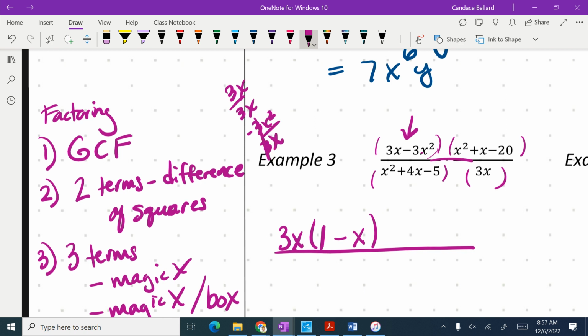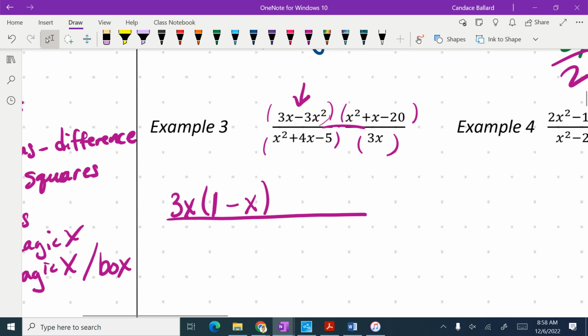I subtract my exponents, and then I get what's here. Okay, so if that helps you, great. If I just made you worse, then don't worry about it, okay? You already know what you're doing.